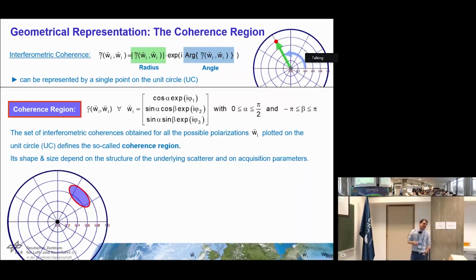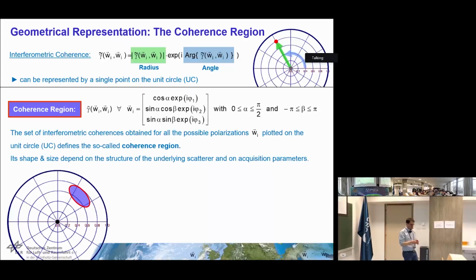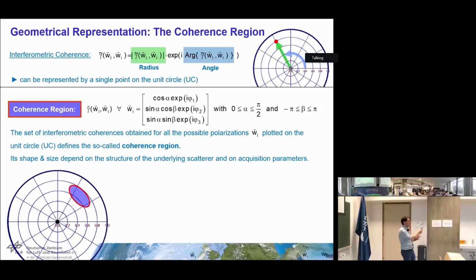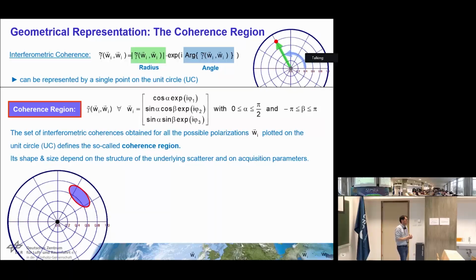What you find out is that now you start to change. You can also make an experiment where you randomly select this W vector. And whenever you change W vector, you find a coherence, and then you plot this coherence on the complex plane. And you will find out that when you change polarization in this linear way, all these coherences are in one region in the complex plane, which is called the coherence region. So it's a region which has a boundary.